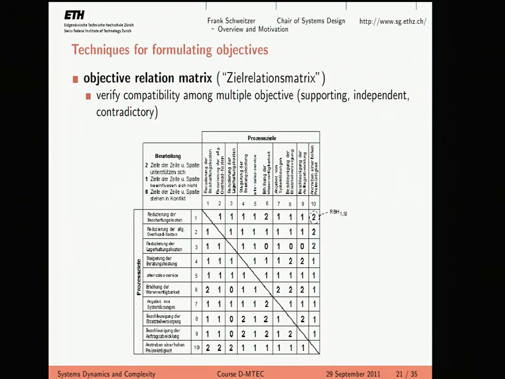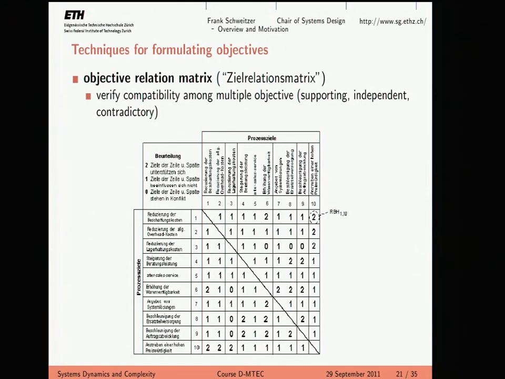So this is in German, unfortunately, but the point is the following: on both sides, you have the same objectives, and you put a zero here if there is a conflict between these two objectives. You put a one if the two objectives do not influence each other at all. So you can do them at the same time, it's no problem. And you put a two if the two objectives enhance each other. So by doing one, you would also contribute to accomplishing the second one.